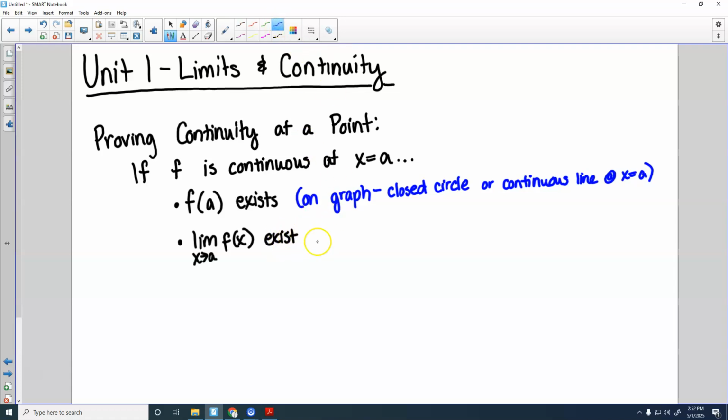And so from the graph, this means that you have no holes, jumps, or vertical asymptotes.